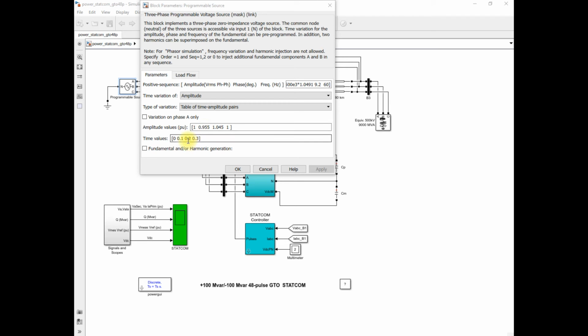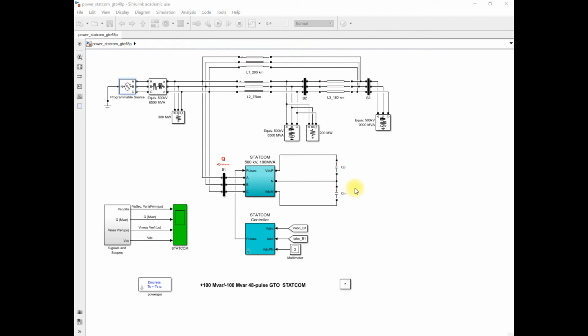Exactly opposite, you can see that at 0.2 second, the voltage increases to 1.045. It means above the reference value. So at that time, the STATCOM requires the absorption of the excess reactive power from the system to maintain the voltage near to 1 per unit. And at 0.3 second, the voltage is again set to 1 per unit. So let's see the observation of the waveform.